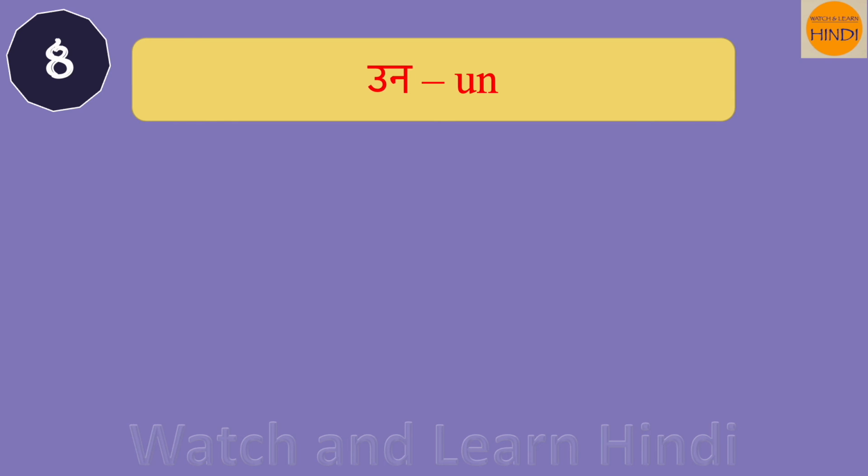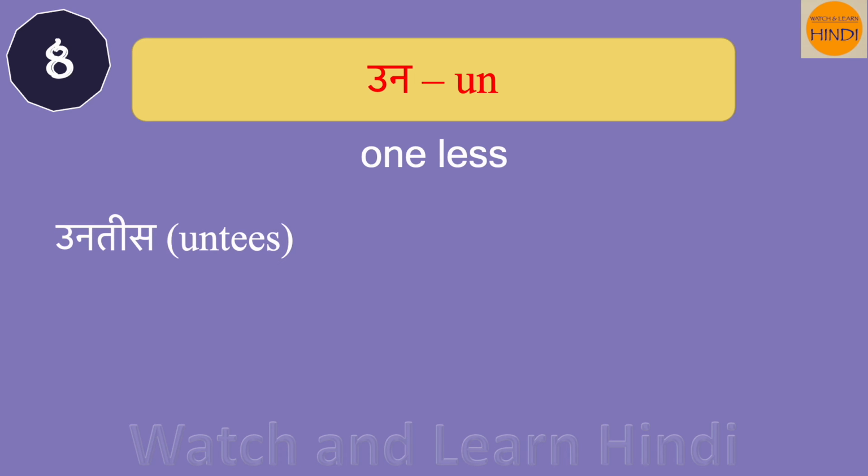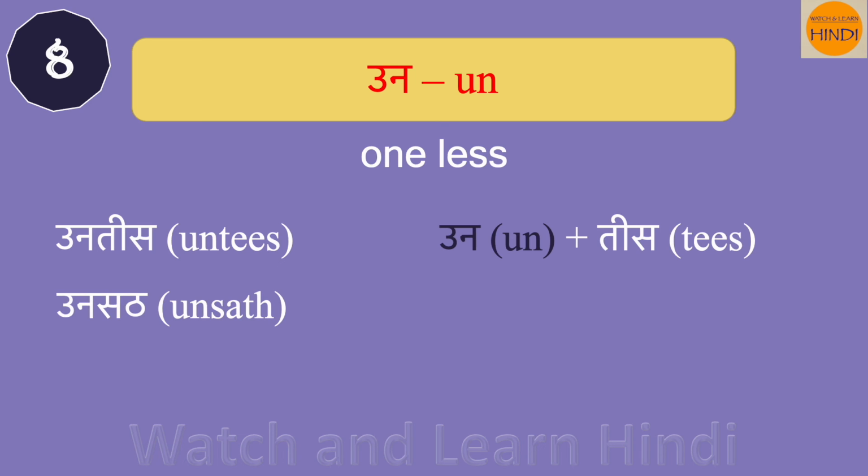This one, un, means one less. Usually it is used in counting. So, for example, if we say untis, which is un plus tis, where tis is 30, so un makes it 29. 1 less than 30, 29. Similarly, unsat is un plus sat. Sat comes from sat, which is 60. So 1 less than 60 is 59. So unsat is 59.